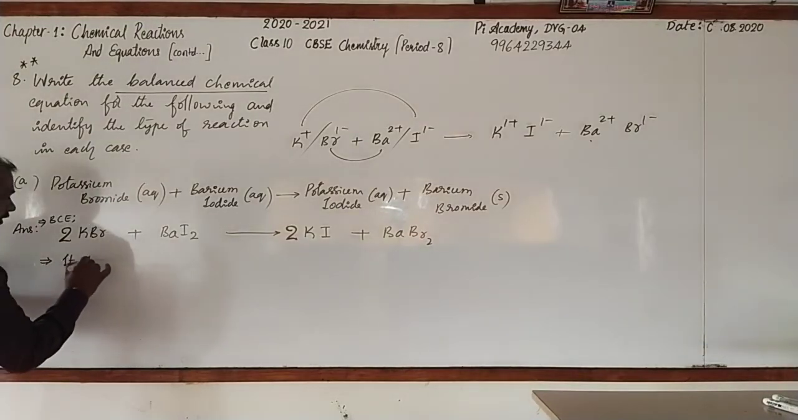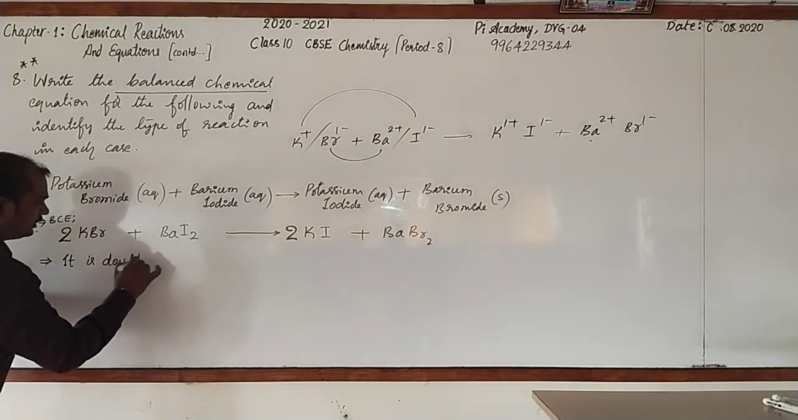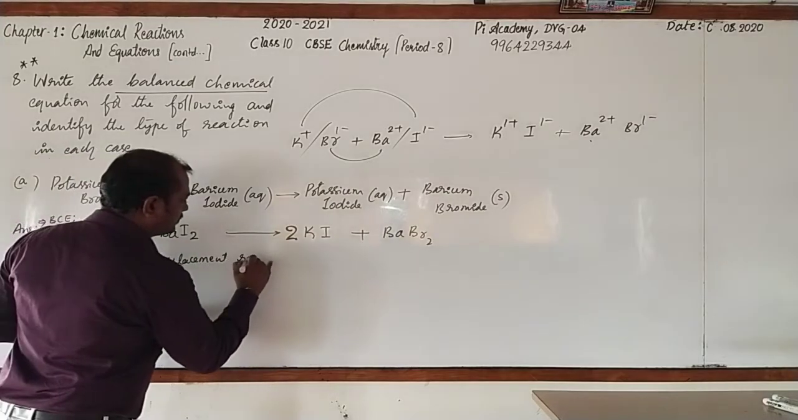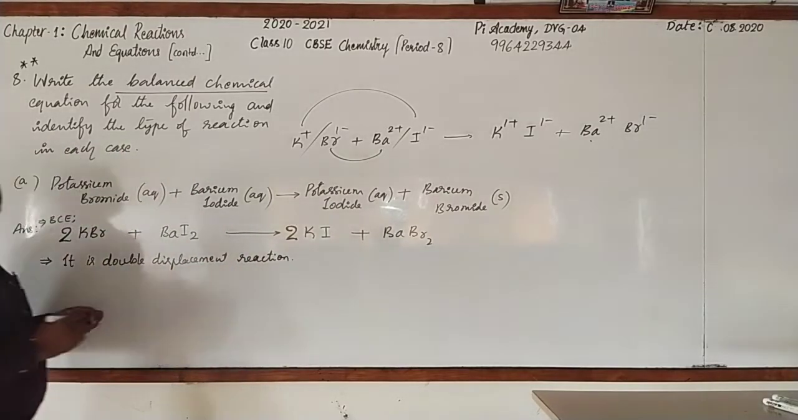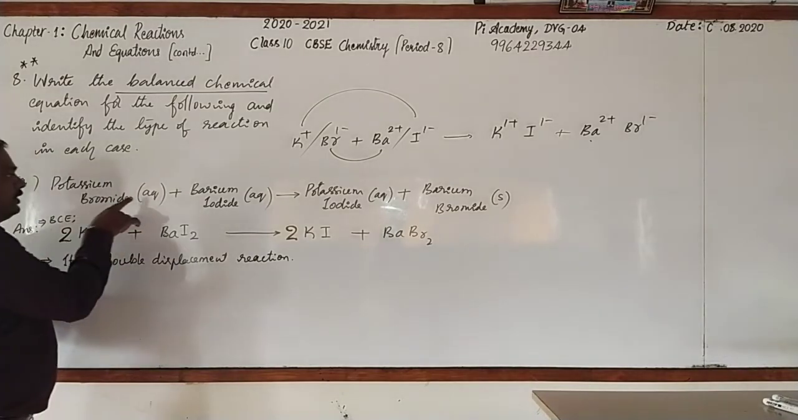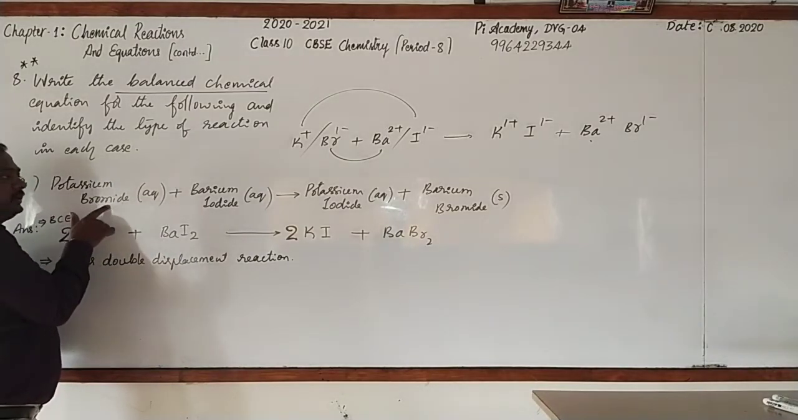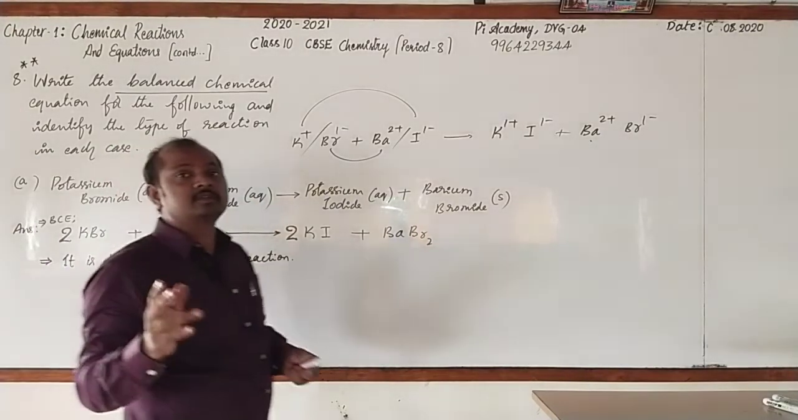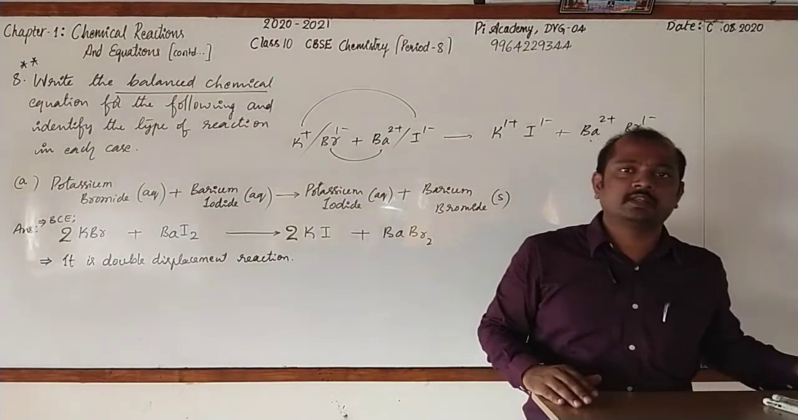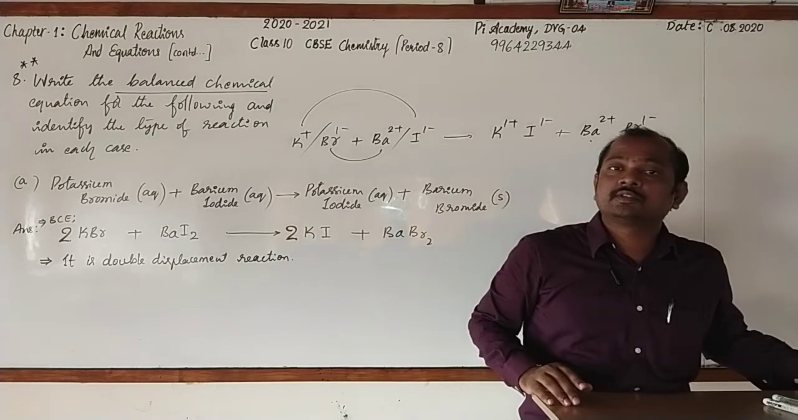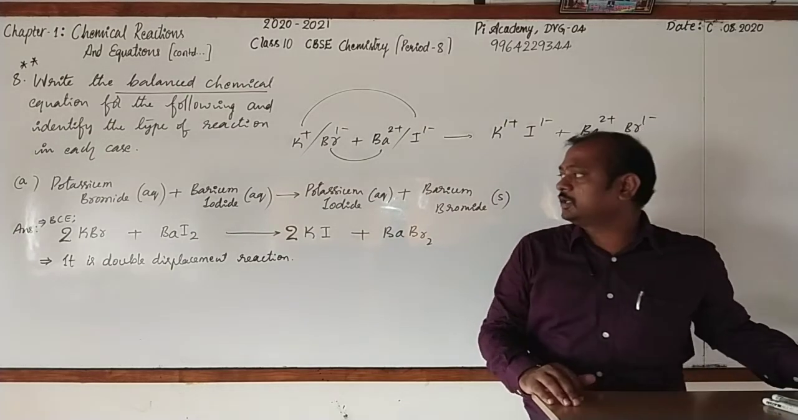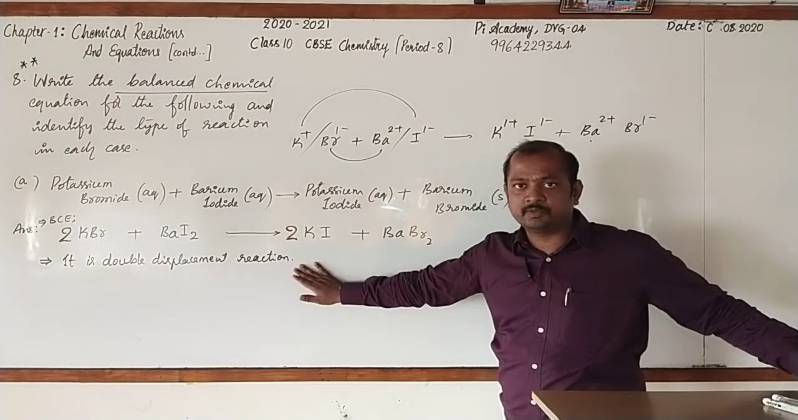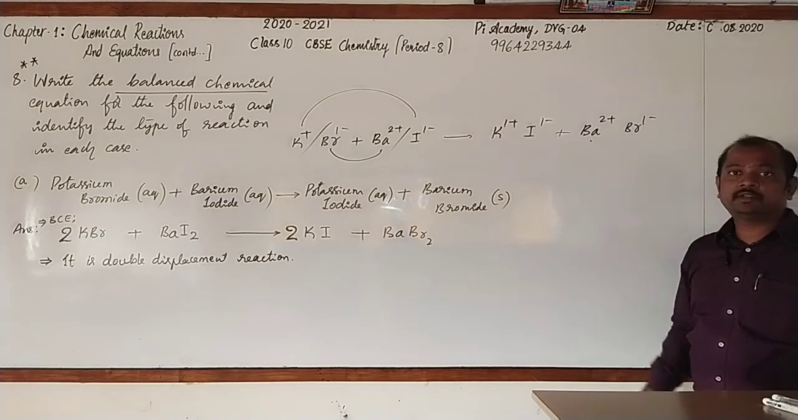Can I write so? It is a double displacement reaction. And one more important thing that you can know, observe it: potassium bromide is aqueous, barium iodide is also aqueous. What happens when two aqueous solutions react with each other? Yes, you are right. A precipitate is formed. Then can we say that it is also a precipitate reaction? The main reaction is double displacement and the subreaction is the precipitate reaction.